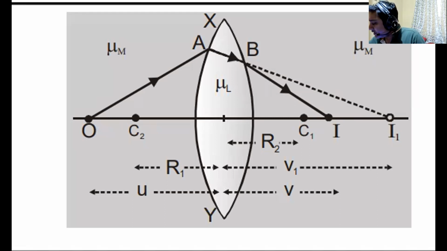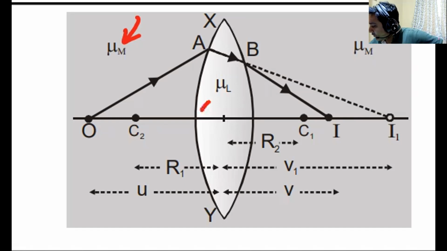Now, just to understand what is happening here, let us first understand the terms. What is this mu m? This mu m is the refractive index of the medium where this lens is placed. Do we understand this? Can I have raised hands? Mu m is the refractive index of the medium where this lens is kept. It may be kept in air, then mu m becomes 1. It can be kept in water, where mu m becomes 4 by 3.